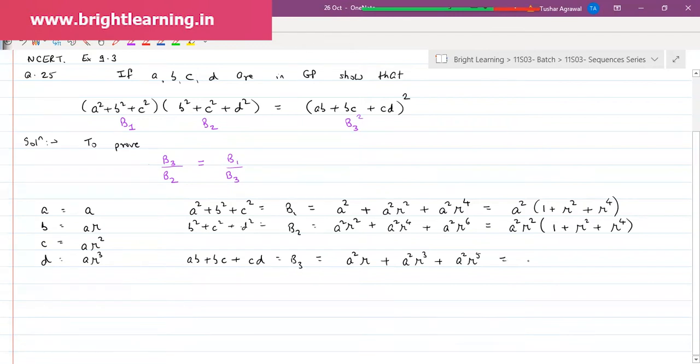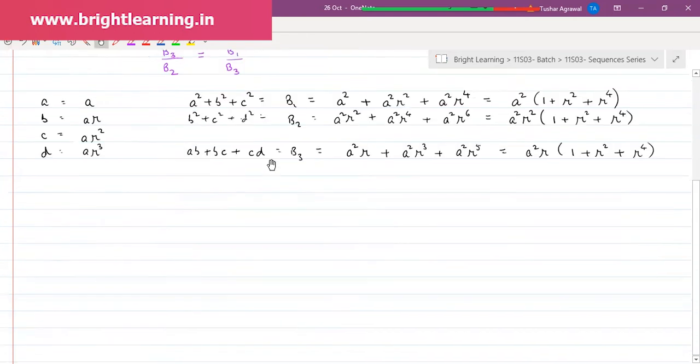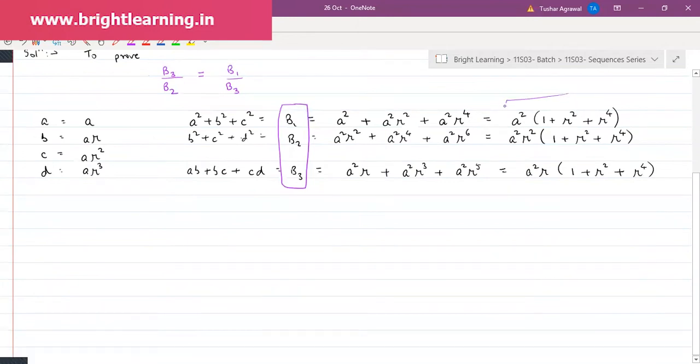So a square r is common. What remains in the bracket is again 1 plus r square plus r to the power 4. Now can you see here? Only concentrate on b1, b2, b3 and this part. So what is b2 upon b1? Yes, a square is present everywhere. Here is r square, here is r, and here nothing.